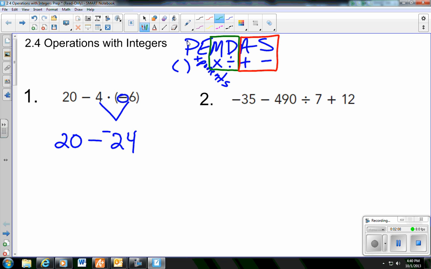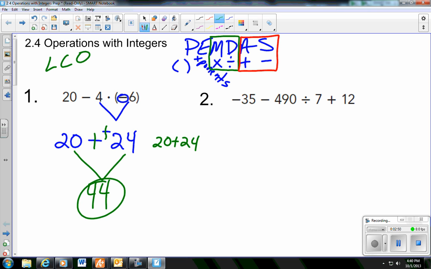Now all we have is a subtraction problem, so we do that, and hopefully you remember from subtracting integers, we're going to change subtraction problems to addition. So we're going to do LCO, leave, change, opposite. So we leave 20 alone, we change subtraction to addition, and we make -24 +24. So our new problem is 20 plus 24. We're saying that subtracting 24 negatives is the same thing as adding 24 positives, which just makes it a much simpler problem to deal with. So 20 plus 24 is 44. And that's your answer. Okay, one step at a time.